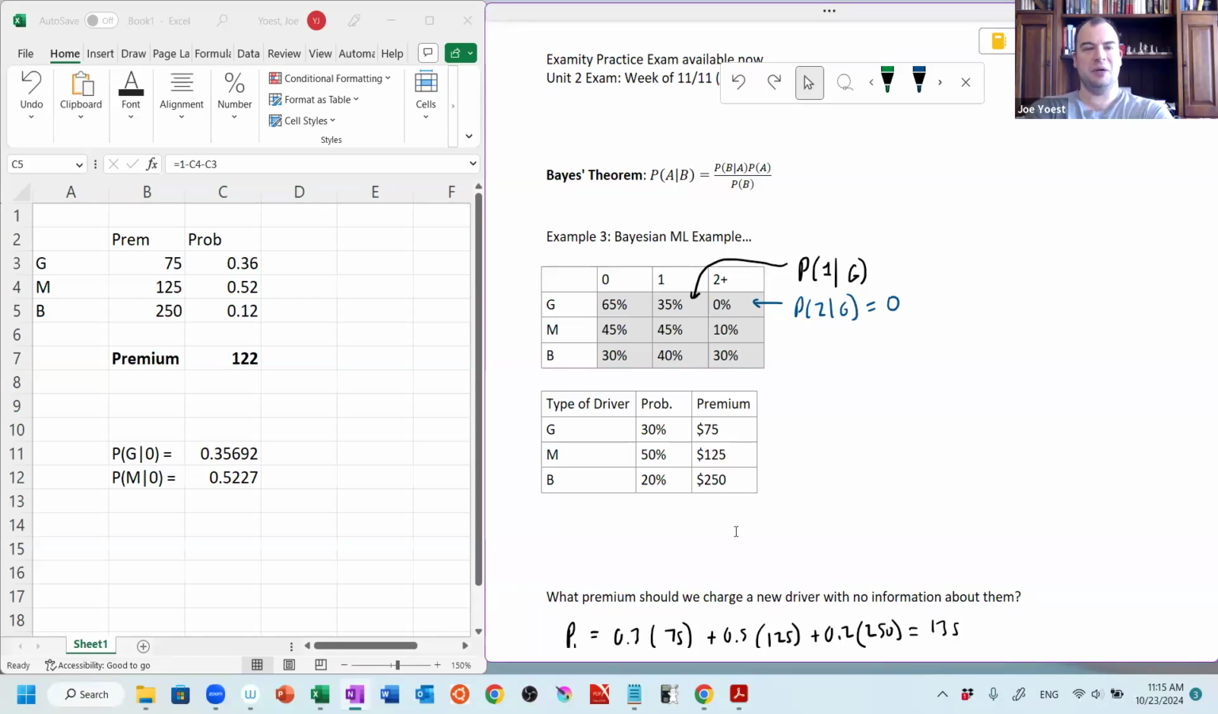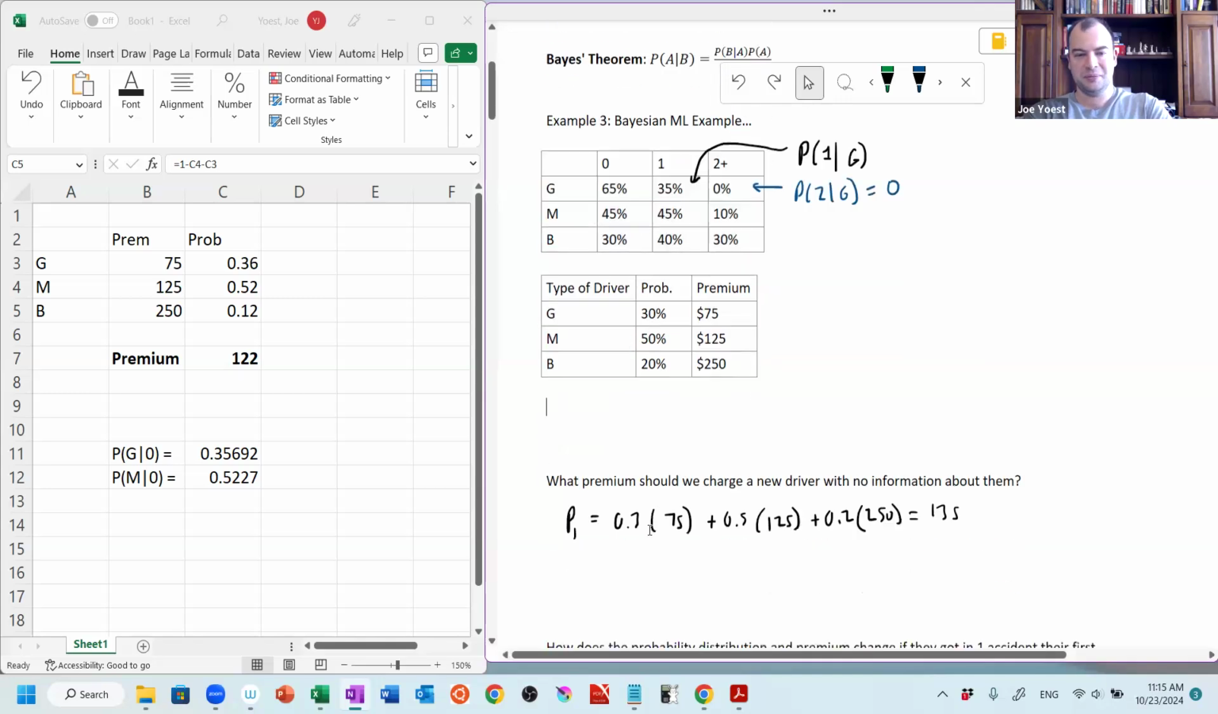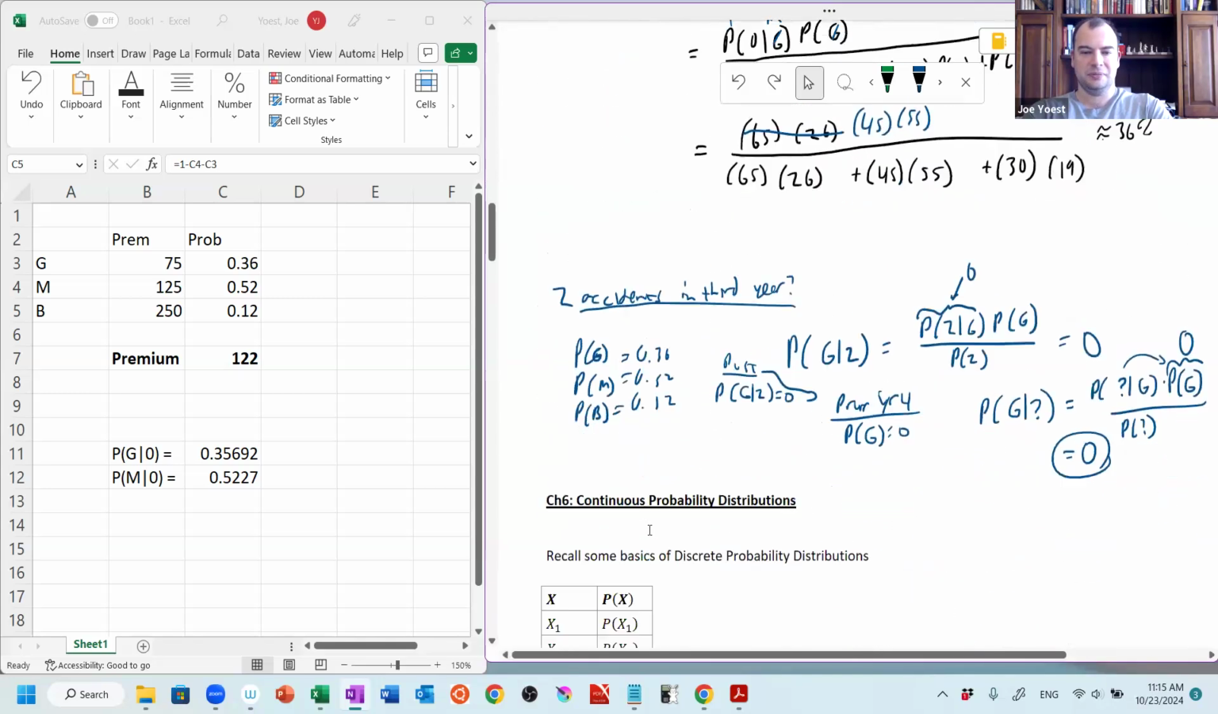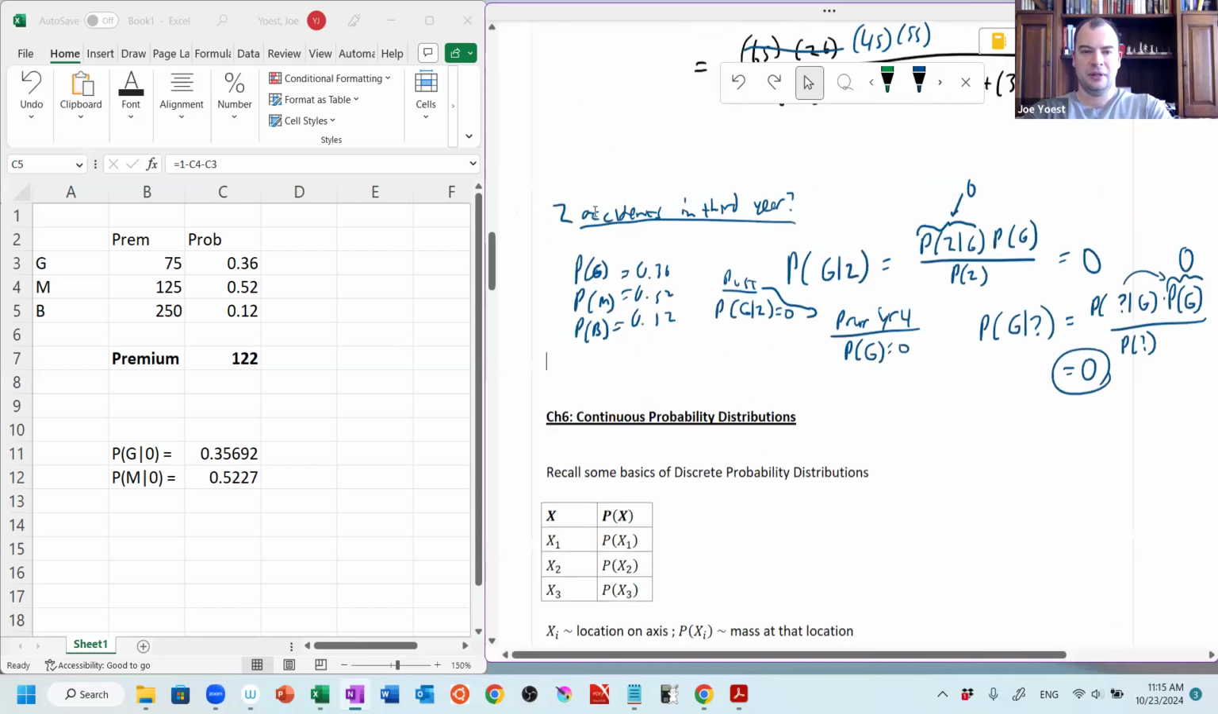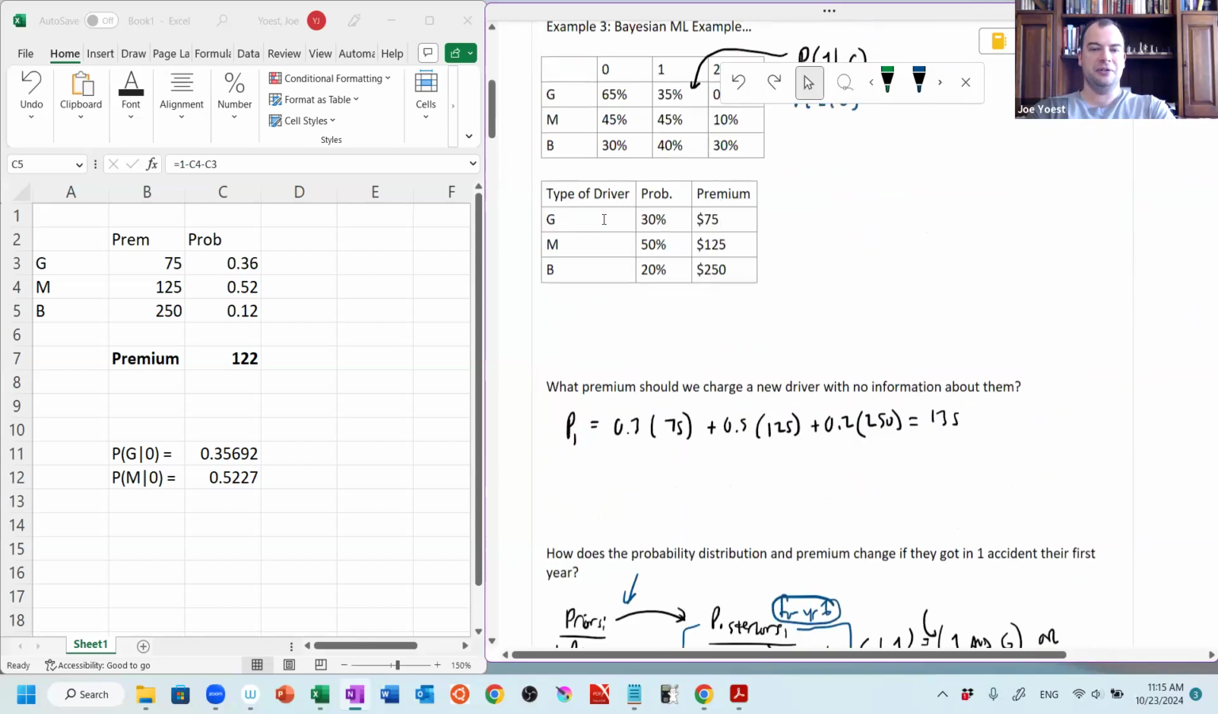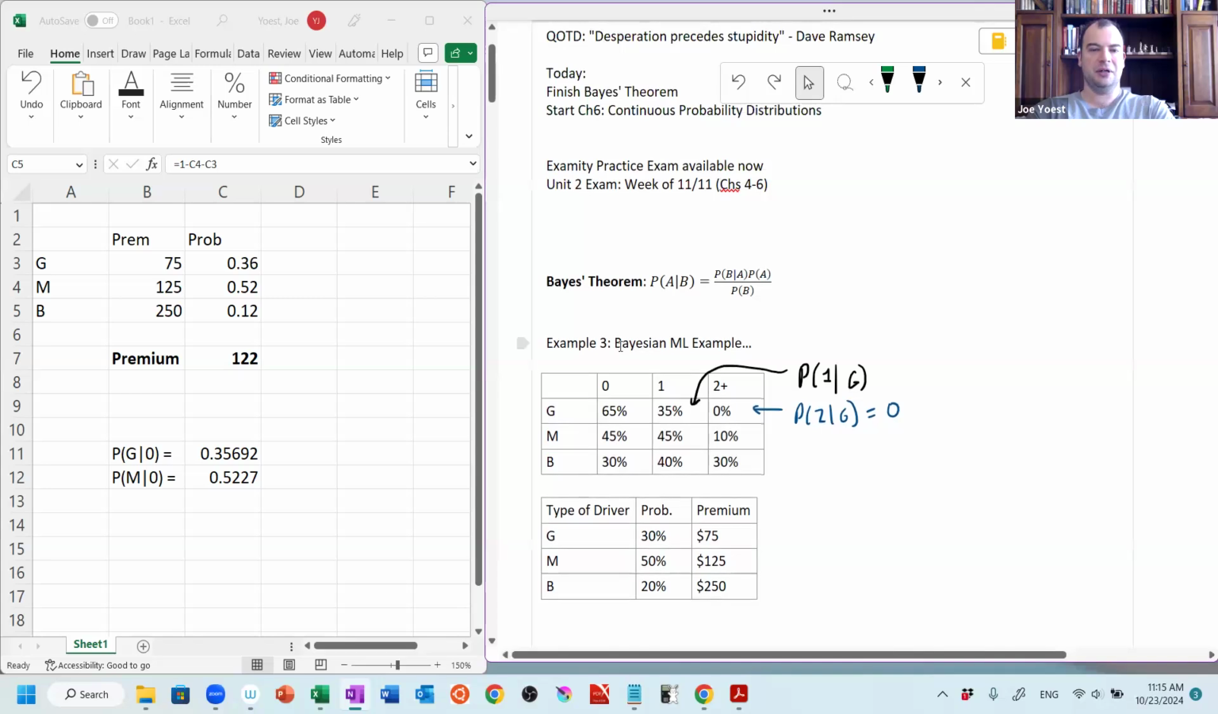So maybe the number of accidents isn't the only thing that we would want to look at to decide whether somebody's a good, moderate, or bad driver. But this is kind of a rudimentary machine learning or artificial intelligence example. And this kind of Bayesian learning system is a legit machine learning type of system.